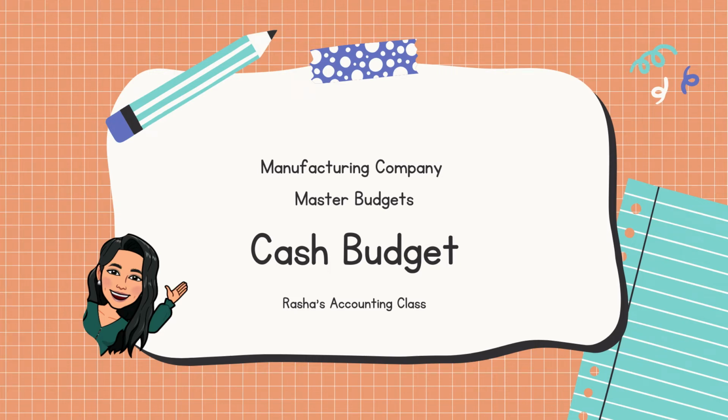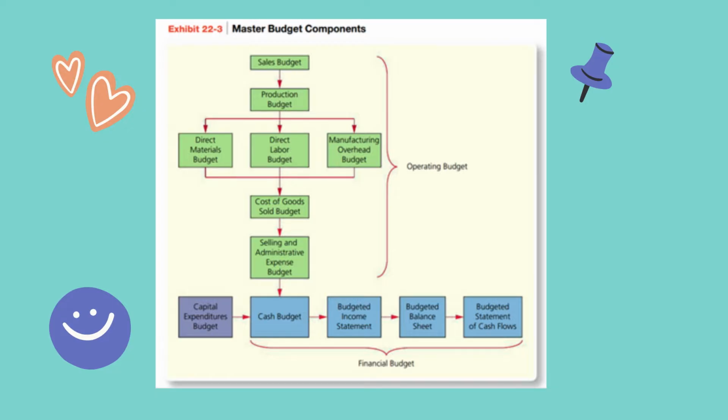And now we are gonna do the cash budget for a manufacturing company. So this is the master budget components for a manufacturing company. Today we're gonna do this one, which is cash budget. It's part of the financial budgets. And we're gonna go back to the cash receipts from customers budget and cash payments budget. Okay.